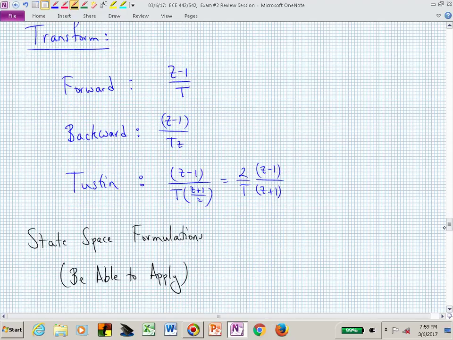And we've derived, and you've derived on homework number 4, problem 5, a backward state space formula, and I gave you the tables for the forward and the trapezoidal to come up with a way to do discrete equivalents for a given A, B, C, and D in the continuous time setting or system.